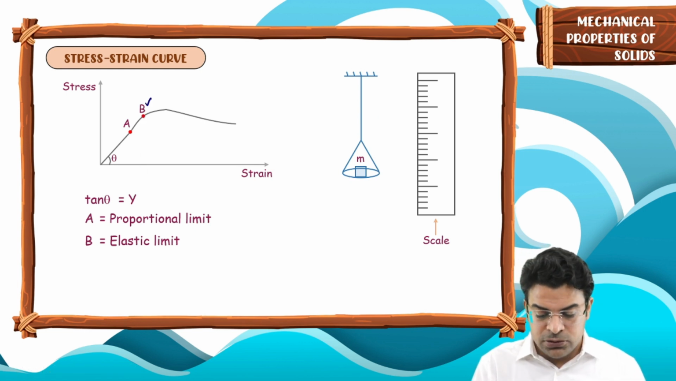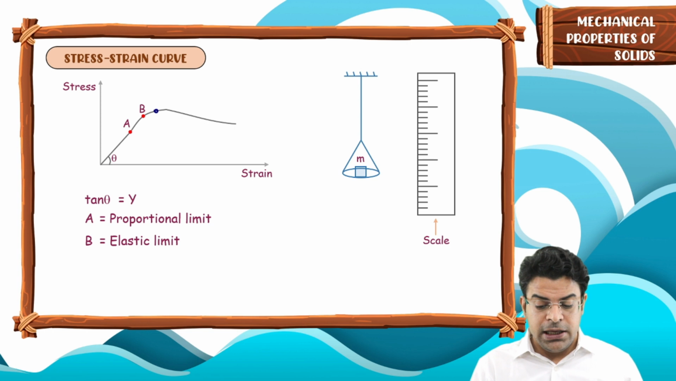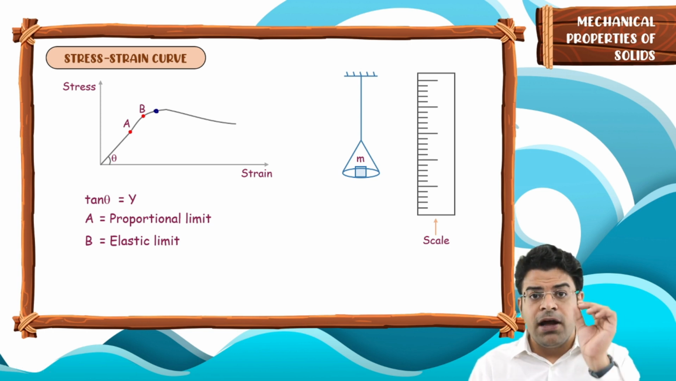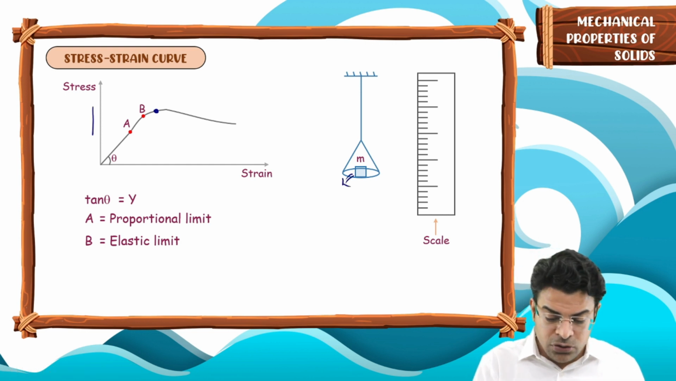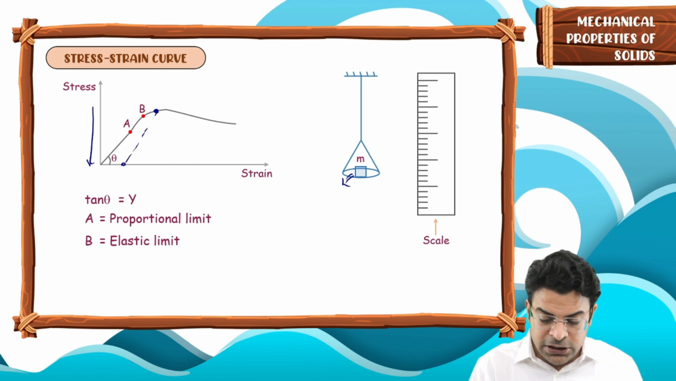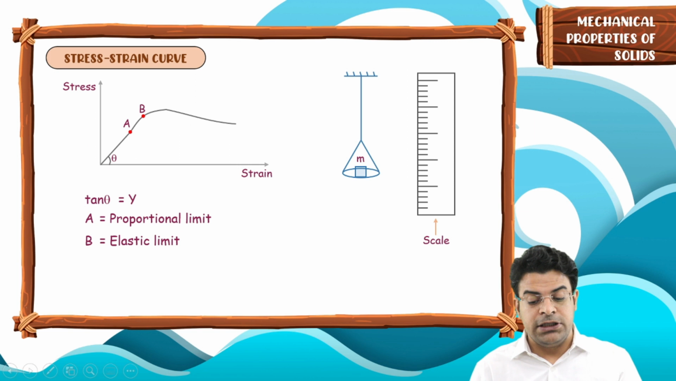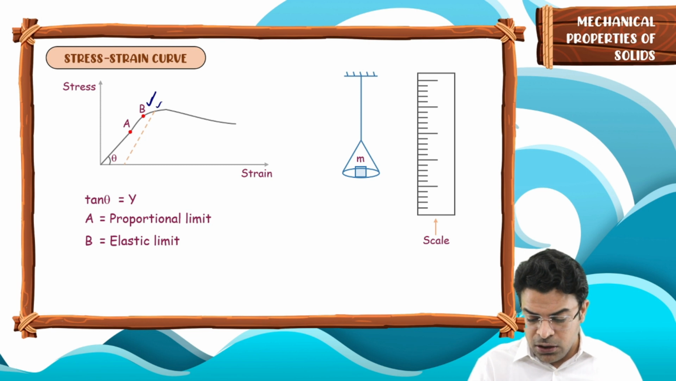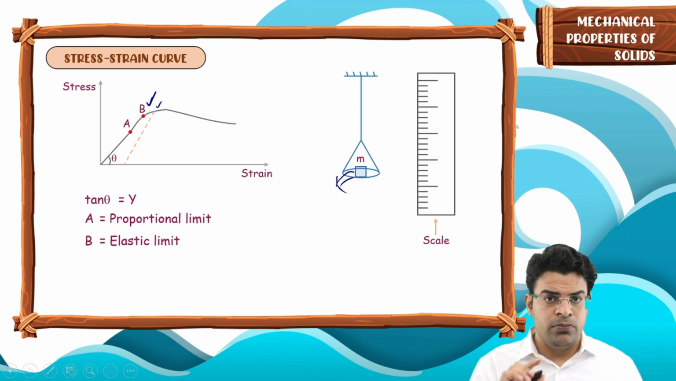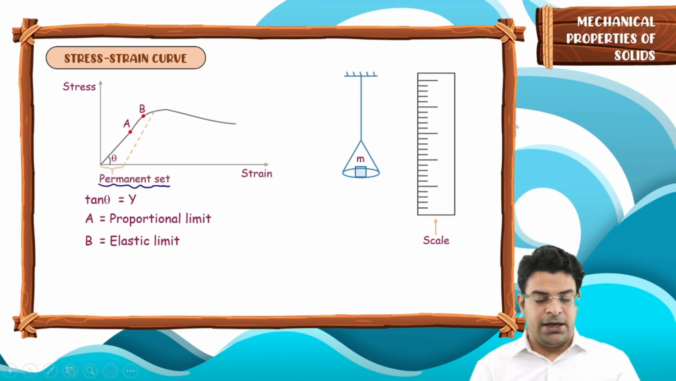Now, if the strain becomes more than at point B, let's say up to here, then even on unloading the mass, the wire does not regain its complete shape, and when you remove the mass and make the stress drop to 0, even then some strain persists. This strain that persists even when you make the stress equal to 0 is called permanent set. If the strain has crossed the elastic limit, then on unloading the mass, on making the stress 0, some strain persists, and this strain that persists is called permanent set.